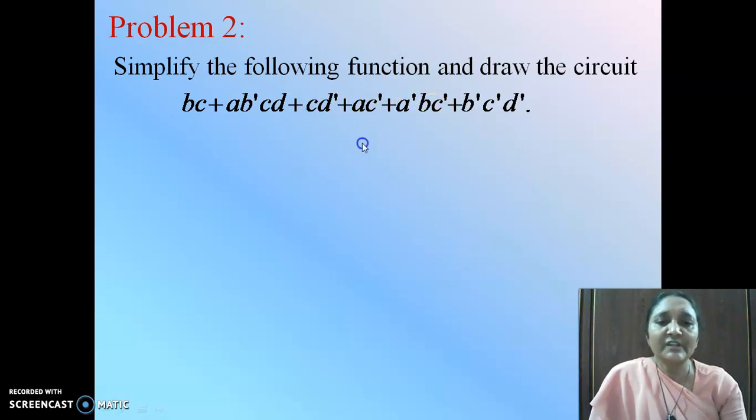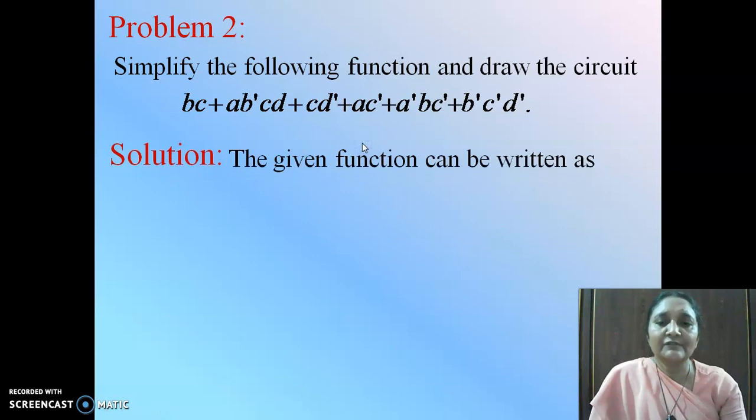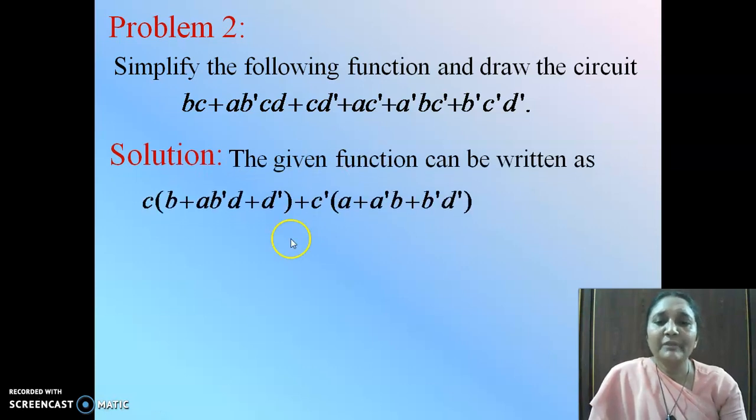So the given function can be rewritten this way: C of (B plus AB dash D) plus D dash, plus C dash of (A plus A dash B plus B dash D dash). Now here again, I am going to take these two elements and apply the meet and addition and multiplication and simplify the function.